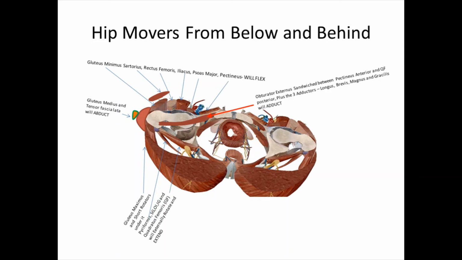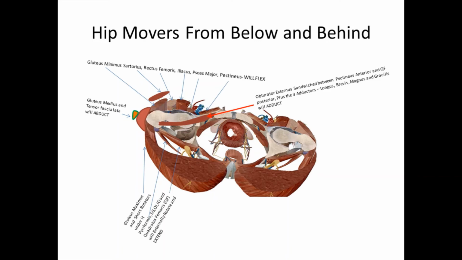And all these muscles, the gluteus minimus, the sartorius, the rectus femoris, the iliacus, the psoas major and pectineus, are passing anterior to the hip, and therefore all of them will flex the hip.